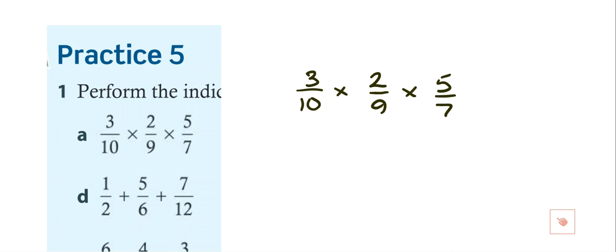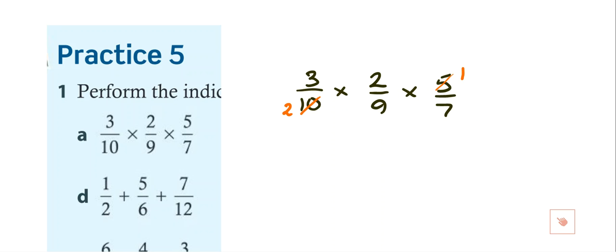Right? So any numerator with any denominator. And it works if you've got 3 fractions or 4 or 5. So for instance, what could simplify with what at the moment? 5 and 10. So we can simplify the 5 with the 10 and that becomes 1 and a 2.